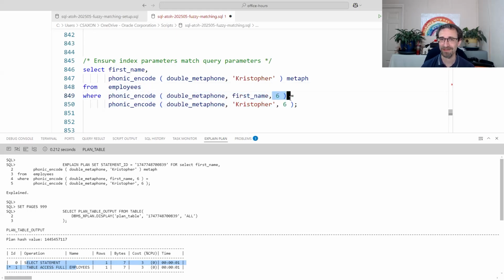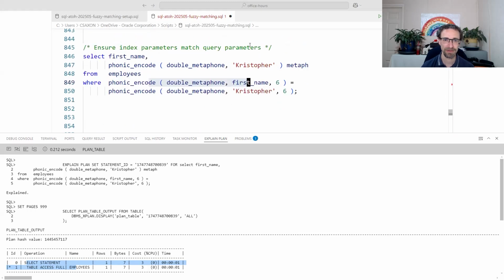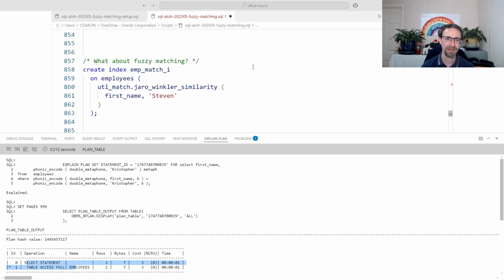So you need to think carefully about how many characters you're encoding and what you are comparing on. Certainly, if you want to do lots of different comparisons and you want to take in double metaphone alt as well, and things like that. So we can index phonic encode, but we need to be a little bit careful with our where clause.